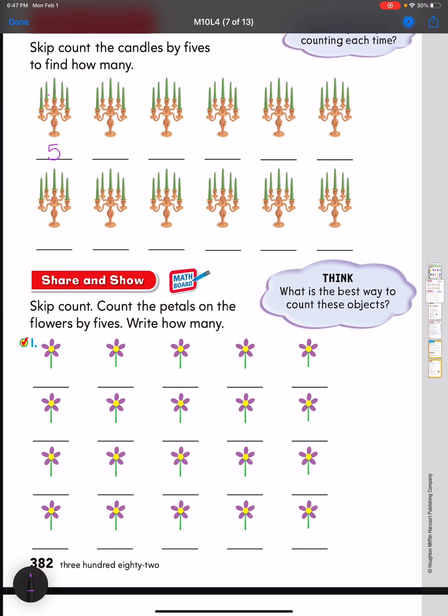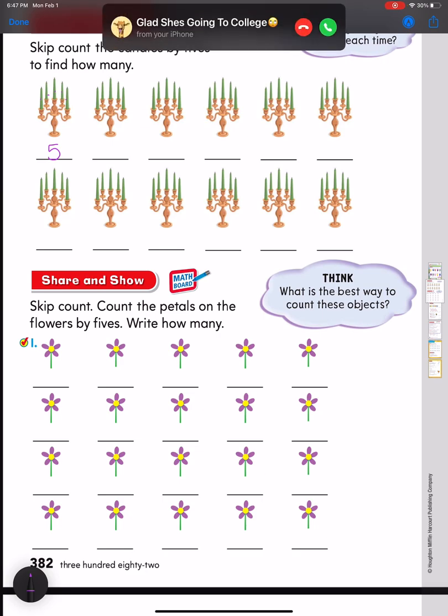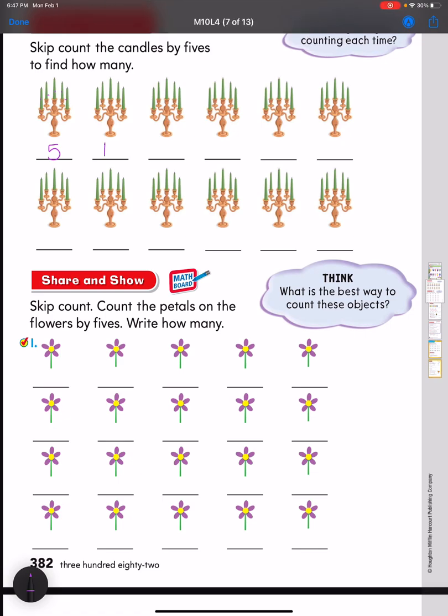What number comes next when I'm skip counting by fives? 10. And then I'm going to increase each time. So 5, 10, 15, 20, 25, 30, 35, 40, 45, 50, 55, 60. So count with me. 5, 10, 15, 20, 25, 30, 35, 40, 45, 50, 55, 60.